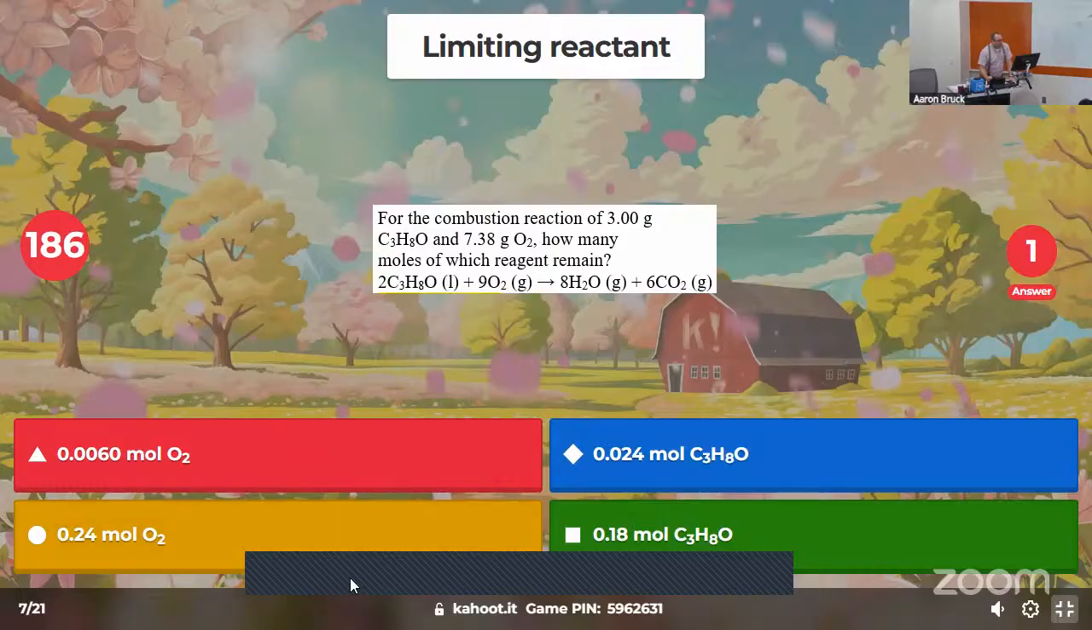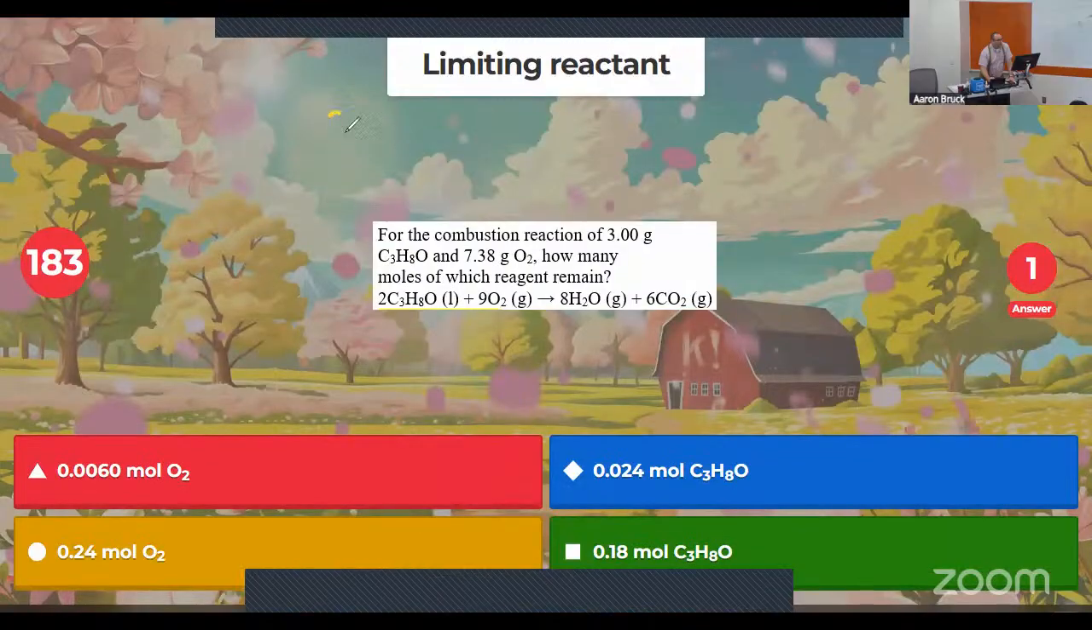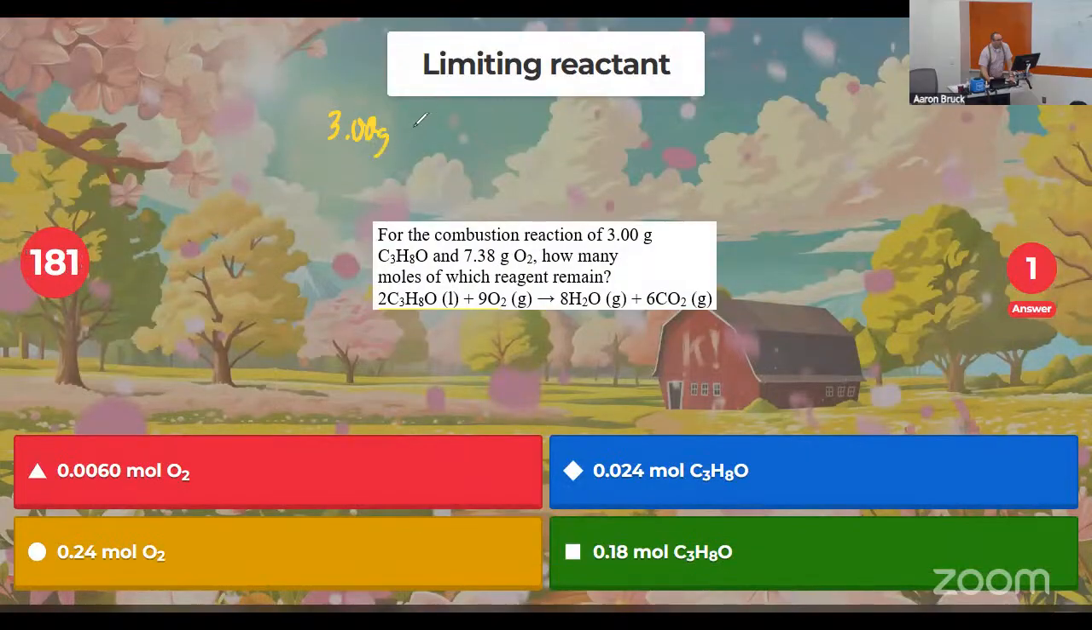So I have 3 grams of the propanol. For the molar mass, 12.01 for carbon times 3, plus 1.01 for hydrogen times 8, plus 16, gives 60.11.